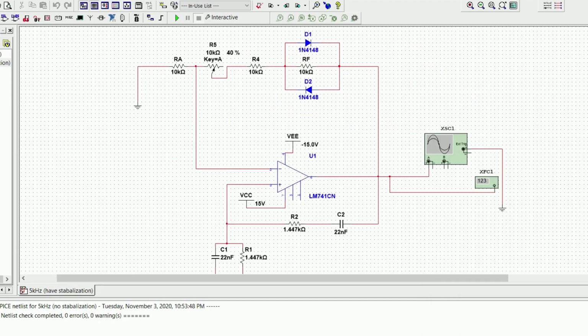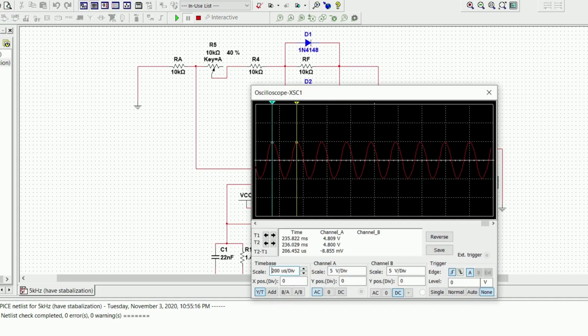The difference between this circuit and the one just now is the amplitude stabilization effect. In this circuit, we have added two diodes and a potentiometer. Now let us run the circuit. We can see clearly that this waveform is smoother and has a more beautiful sine wave compared to the circuit just now. The period is 206.452 microseconds and the frequency is 4.8 kHz, which is nearer to 5 kHz.